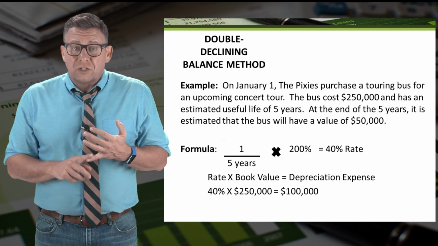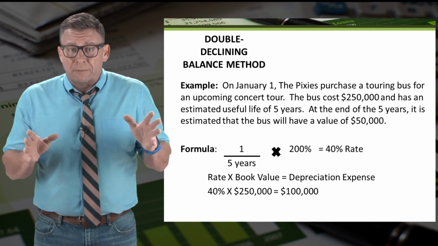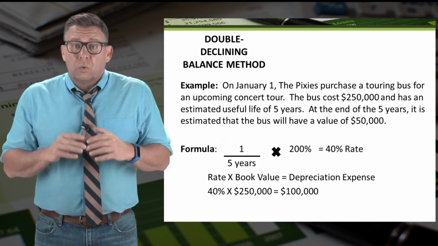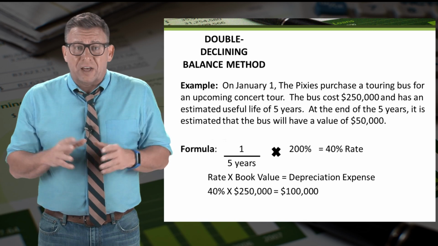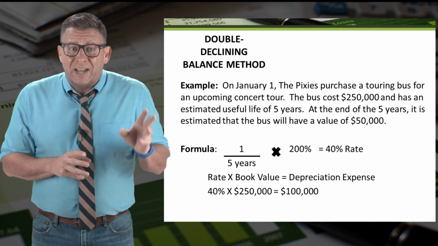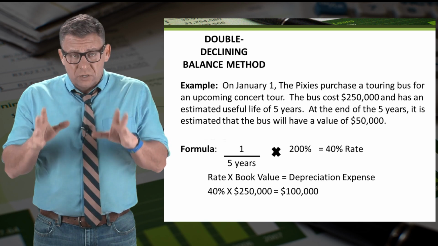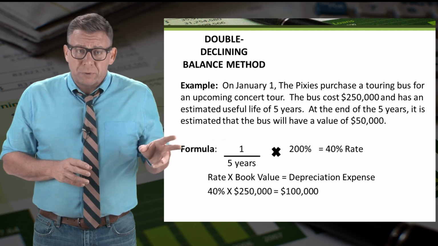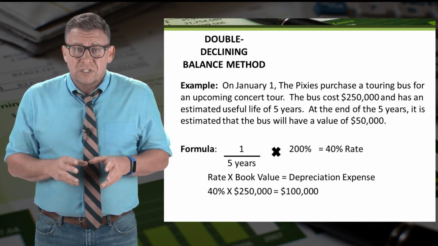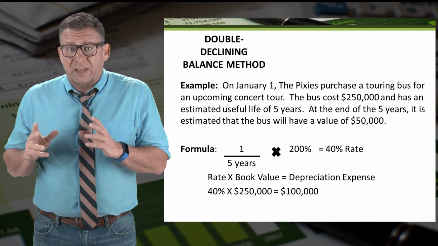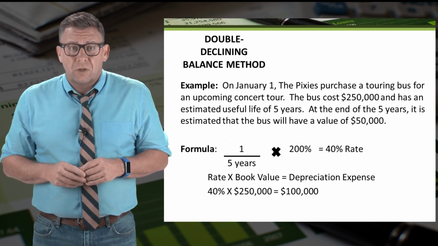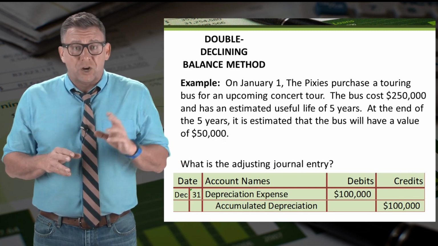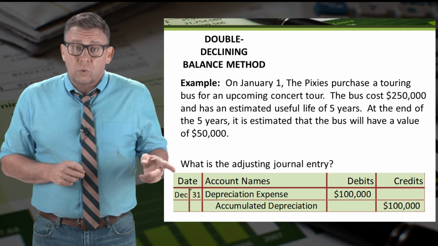Okay, again, the formula is 1 divided by the useful life in years times 200%. This will give us our depreciation expense rate. We're then going to multiply that rate by the book value of the asset. So 1 divided by 5 times 200% is 40%. 40% times $250,000 is $100,000 of annual depreciation expense. We can record the adjusting journal entry by debiting depreciation expense and crediting accumulated depreciation for $100,000.